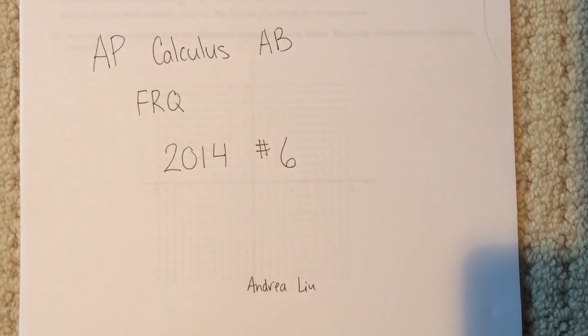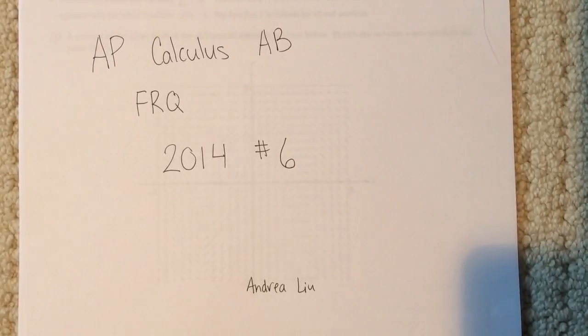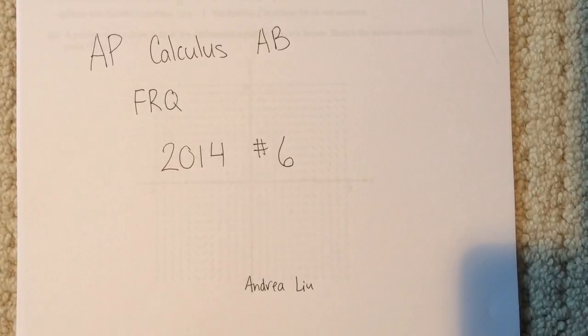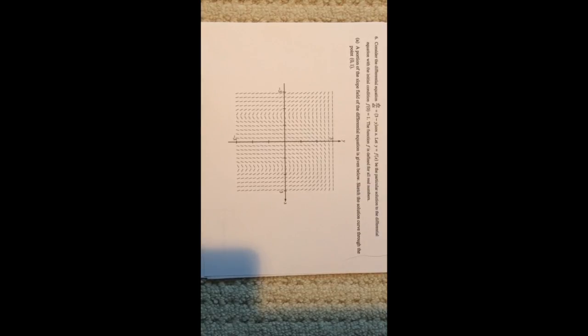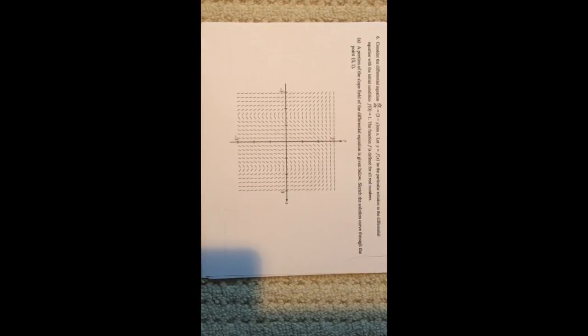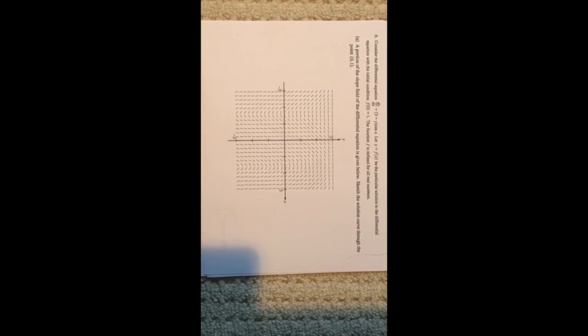So today I'm going to be telling you guys how to solve the AP Calculus AB FRQ from the year 2014, number 6. The number 6 tells us to consider the differential equation dy over dx is equivalent to 3 minus y times cosine x. Let y equal f of x be the particular solution to the differential equation with the initial condition of f of 0 equals 1. The function f is defined for all real numbers.